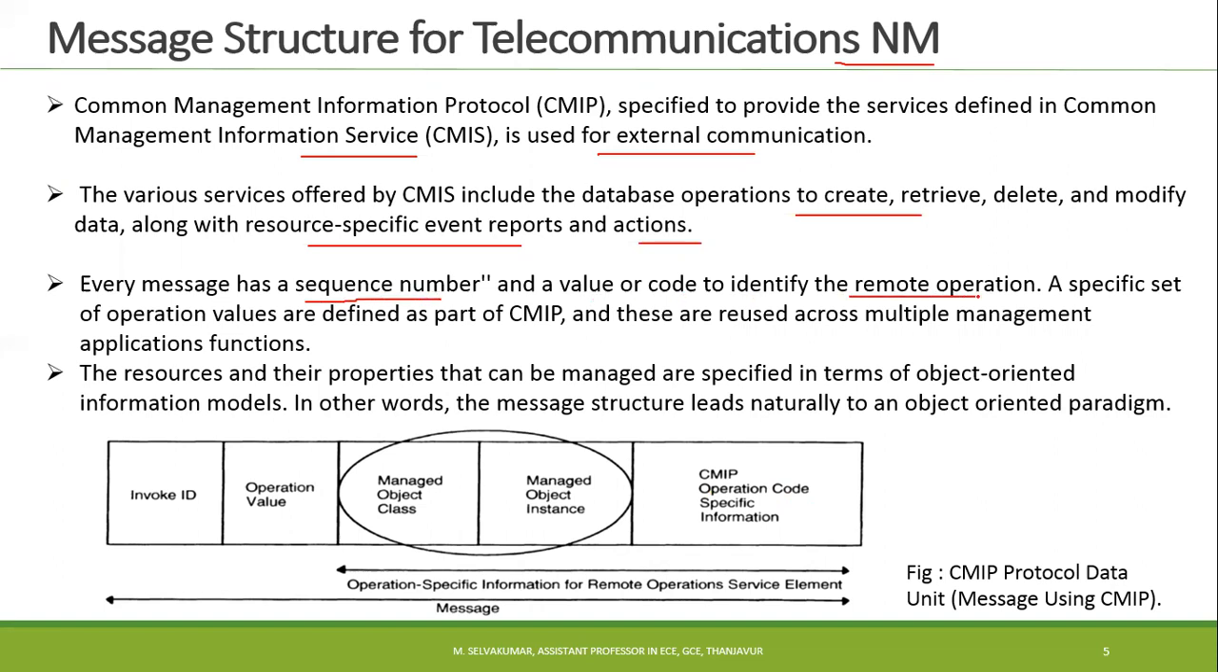Every message has a sequence number, value or code to identify the remote operation. It is a specific set of operations that is reused across multiple management application functions. The resources and their properties can be managed or specified in terms of the object-oriented information model. In other words, message structure leads naturally to an object-oriented prototype. To get the information from the remote system, we use the object-oriented prototype, which has several characteristics.